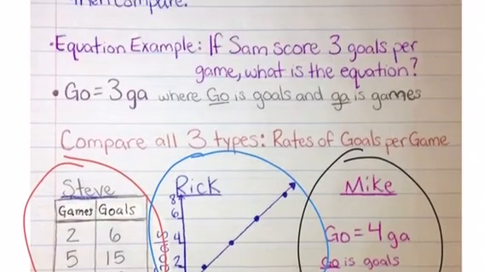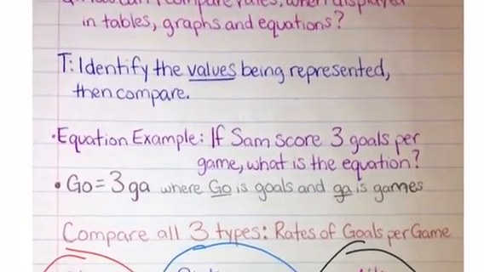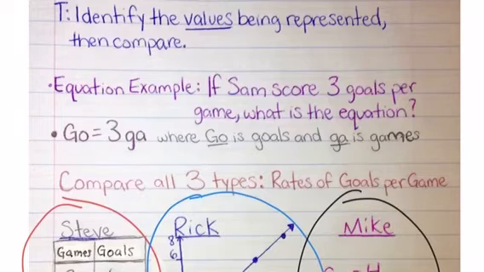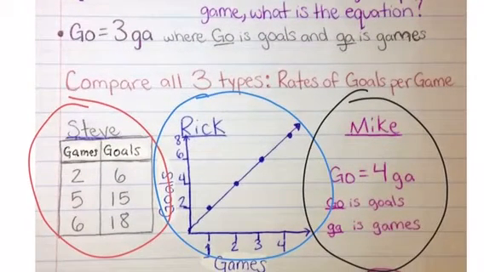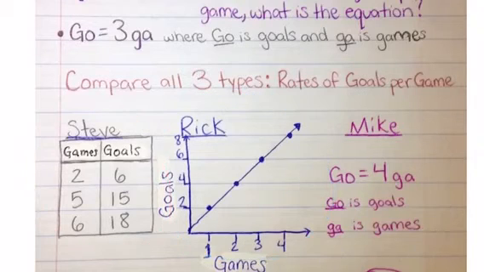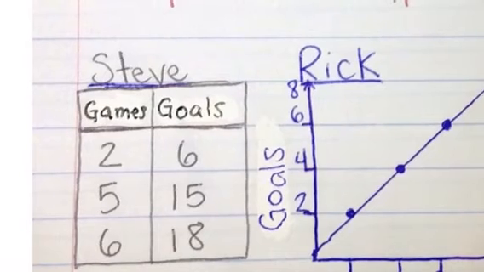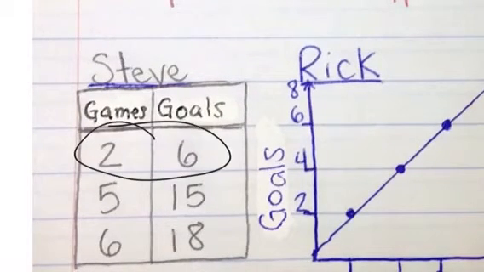Like we said at the beginning, in order to do this, we need to identify the values being represented. So let's come down here, look at each model individually, and see if we can figure out the value for each person's goals per game. Looking at Steve first, we've got our beginning ratio of 2 to 6. So 2 games, 6 goals.